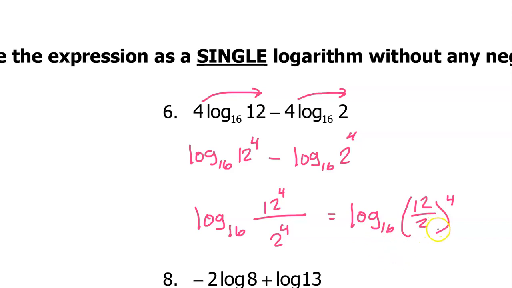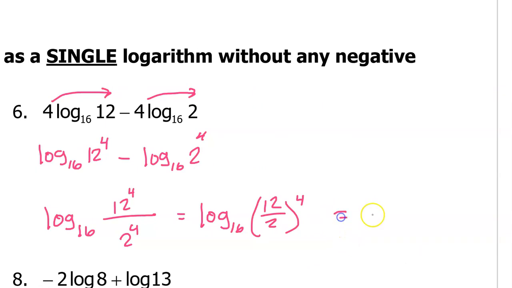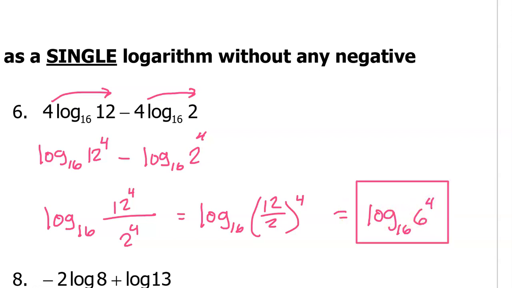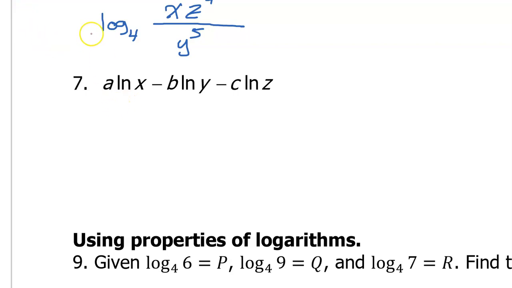I did that because in this form, you can easily see what I am going to do instead of writing 12 over 2. Back to Francesca, what am I going to put instead? I'm just going to put a 6. So that's a little bit more simplified. So we would write log base 16 of 6 to the fourth power. Kabam.